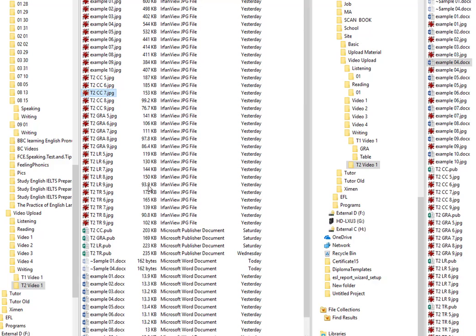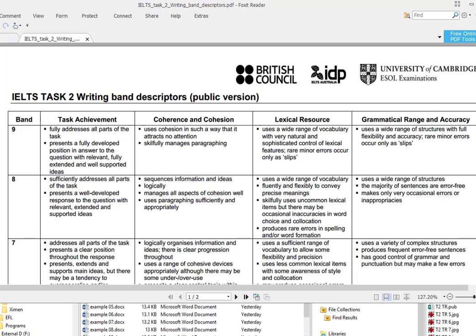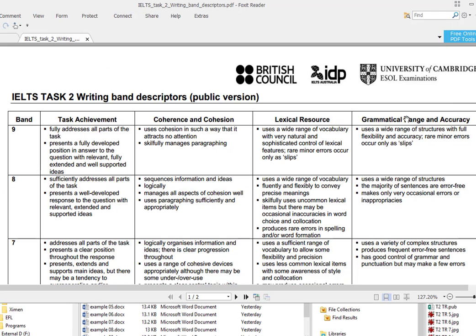So, as far as vocabulary goes, I'd say yeah, there's some awareness of style and collocation, although there are occasional errors in word choice. It's a wide range of vocabulary. Okay, let's move on to the fourth criteria, grammatical range and accuracy.